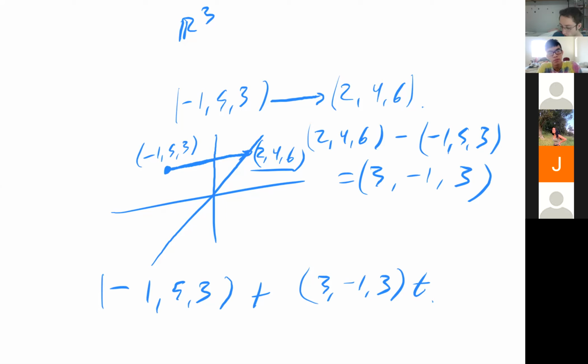Of course, there are many different parameterizations that you could give for this. For instance, you could change this t to a 100t, and that would just change the speed. You could change it to a -t. You could rescale this vector however you like. And you could also, instead of starting from -1, 5, 3, start from 2, 4, 6 and move in the reverse direction or even in the same direction. It actually doesn't matter as long as you have some line that contains both points.